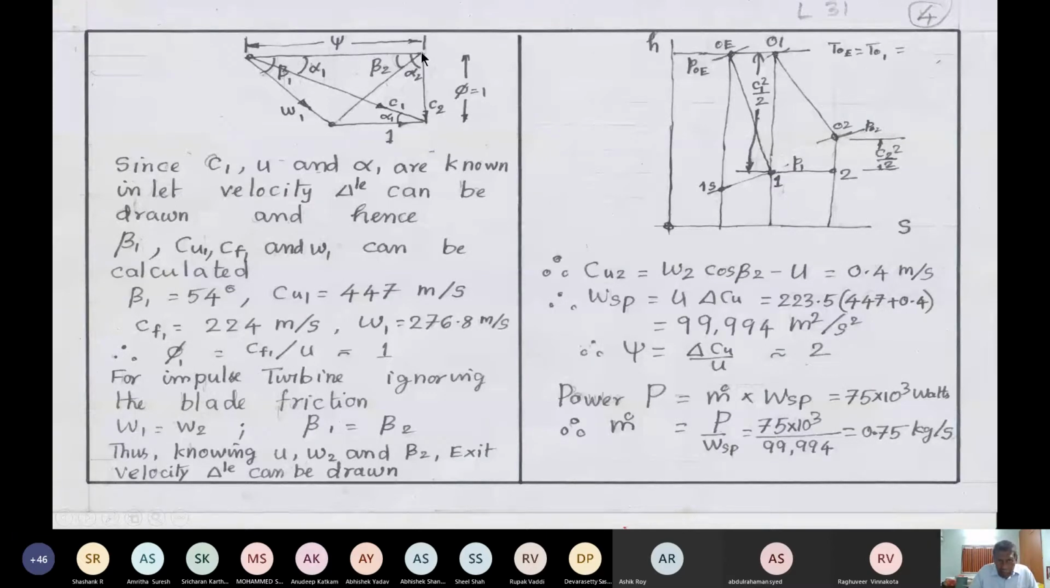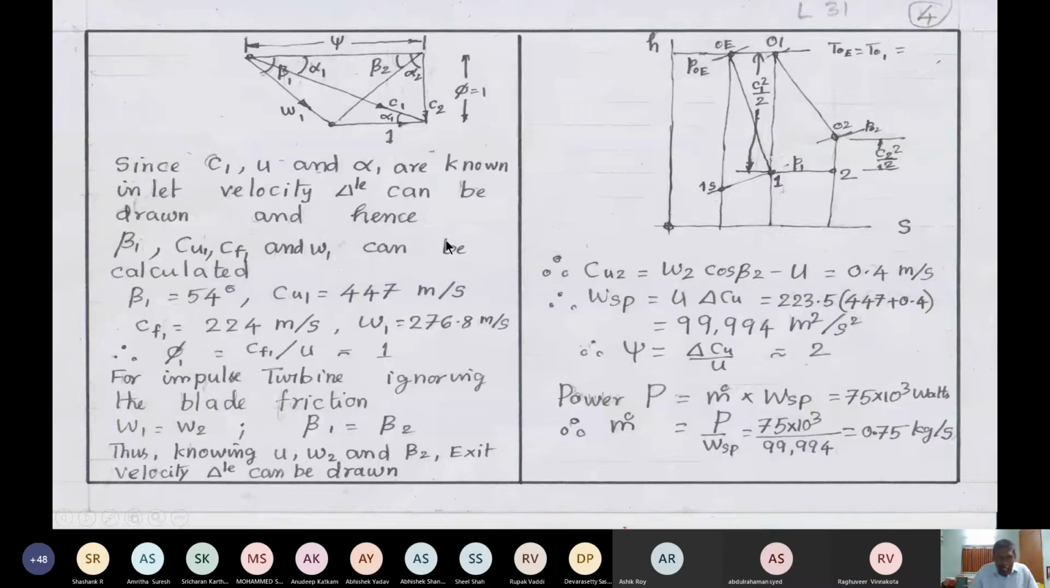For C2 to be minimum, it should be rather in the axial direction. So our calculation will indicate that C2 is almost axial. Okay, we will come to that. Now since C1, U and alpha 1 are known, the inlet velocity triangle can be drawn. Three values only you need for drawing a triangle. Hence, the other parameters beta 1, Cu1, Cf1, W1 can be calculated. All these 4 values are associated with the inlet triangle, which we can find when you know C1, U and alpha 1.